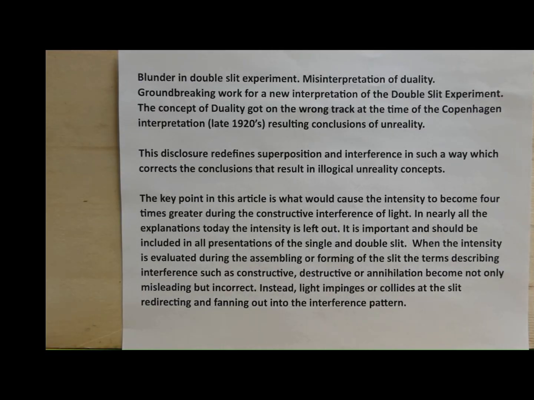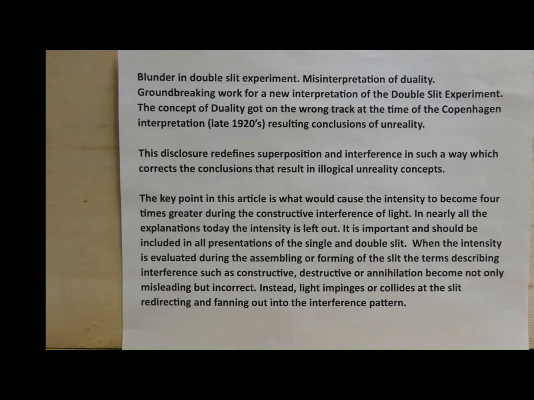Blunder in double slit experiment. Misinterpretation of duality. Groundbreaking work for a new interpretation of the double slit experiment. The concept of duality got on the wrong track at the time of the Copenhagen interpretation in the late 1920s, resulting in conclusions of unreality. This disclosure redefines superposition and interference in such a way which corrects the conclusions that result in illogical unreality concepts.